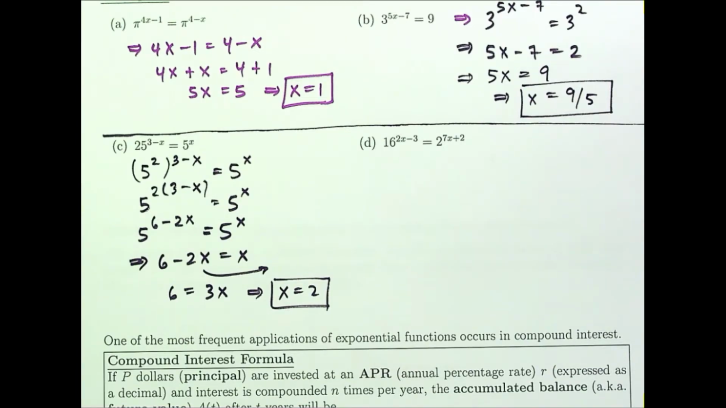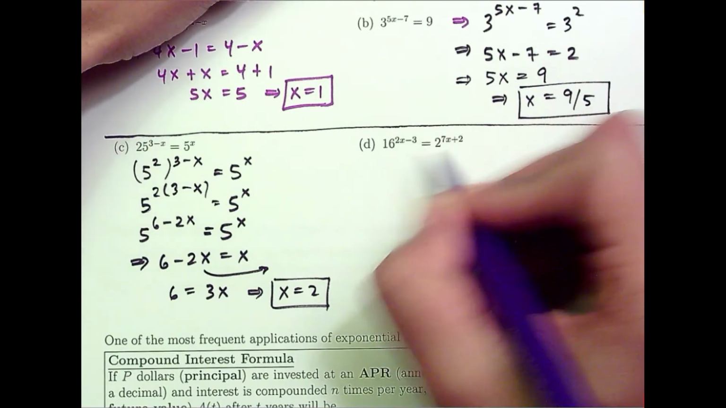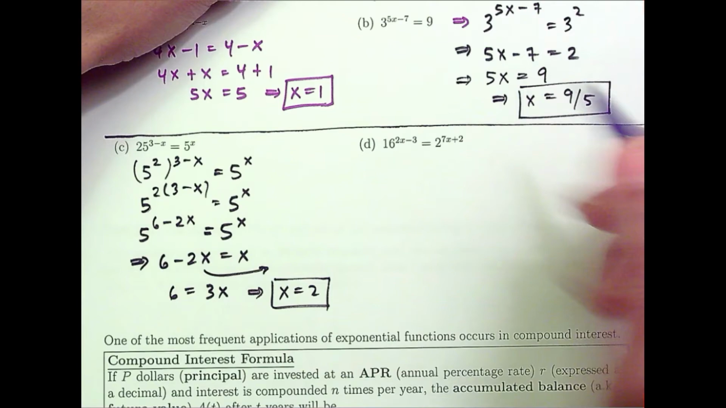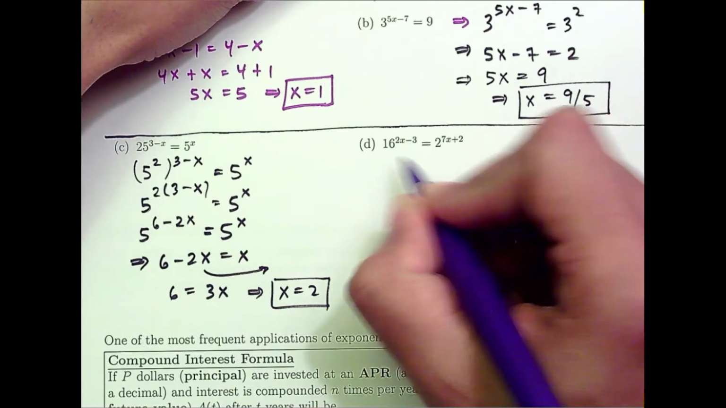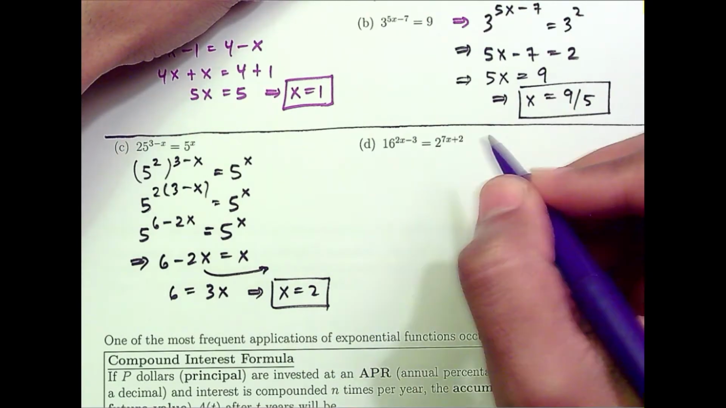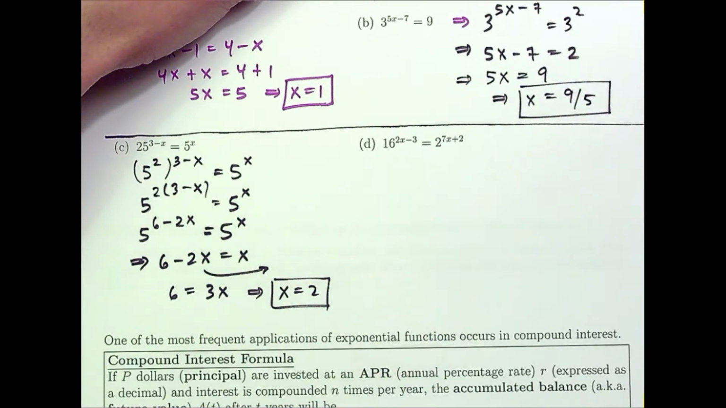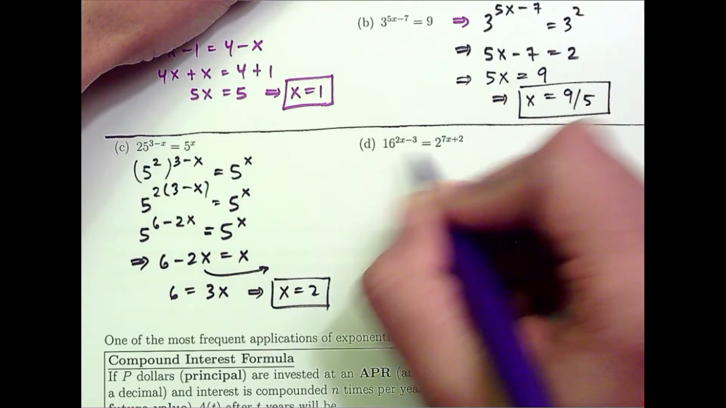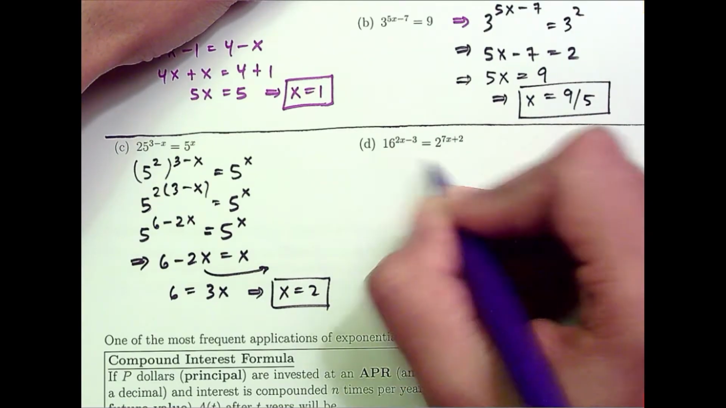And now let's do it. Okay, so this one has different bases, so we cannot work it out like that. Later we're going to learn another method to tackle it without doing this. But for now, we're going to change the bases so that you have the same base.